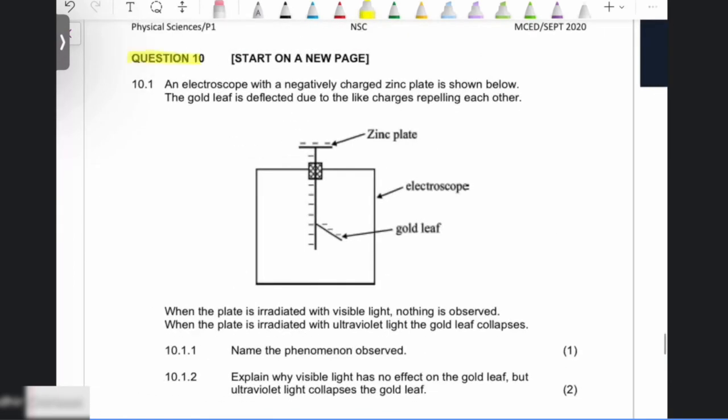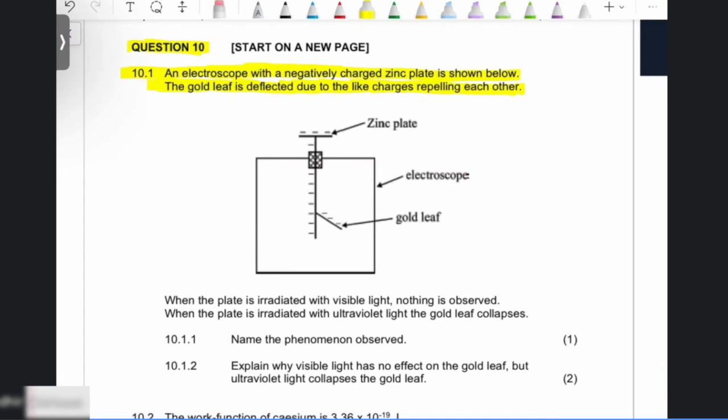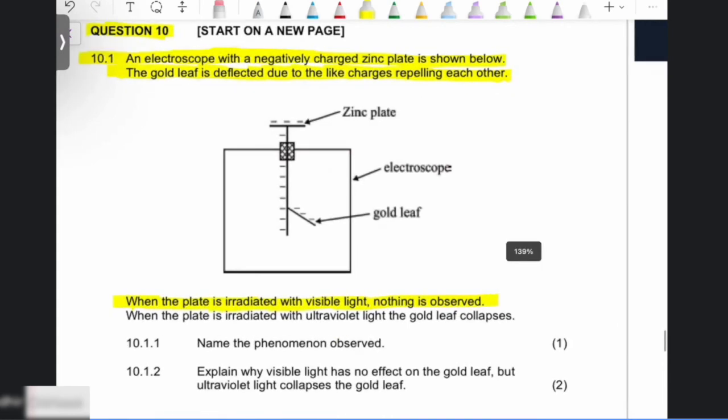Guys, question 10. Question 9 wasn't that bad. Question 10, I didn't actually read before, so let's go through it. An electroscope with a negatively charged zinc plate is shown below. The gold leaf is deflected due to like charges repelling each other. Okay, that's fine. It says when the plate is irradiated with visible light, nothing is observed, basically saying that it's not enough energy. When the plate is irradiated with UV light, the gold leaf collapses.